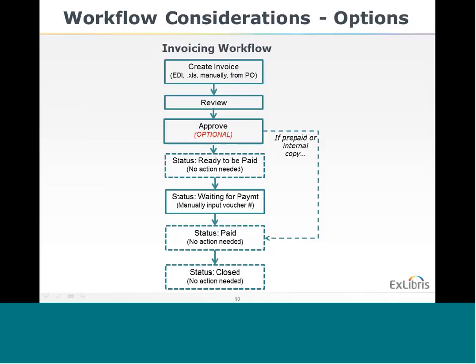This diagram shows the general invoicing workflow in ALMA. And the boxes that have dotted lines indicate steps where no action is needed by staff because they're system-related statuses. The options that are available within the workflow will be explained shortly. So the first step is we need to create the invoice, and there are several options for how to do this. So for example, either manually from a PO, uploading an Excel file with the invoice data, or automatically creating the invoice using EDI from the vendor.